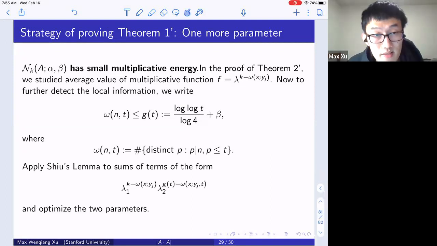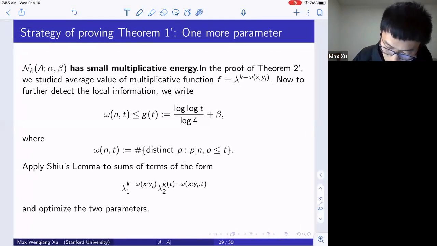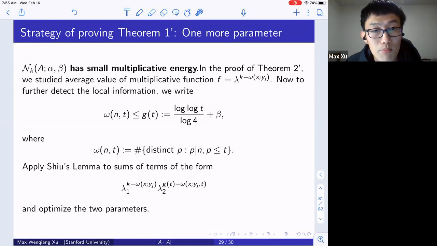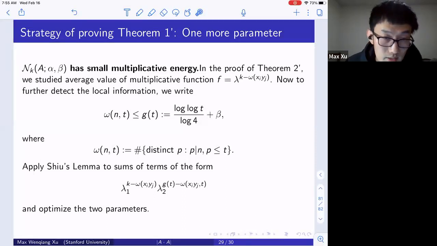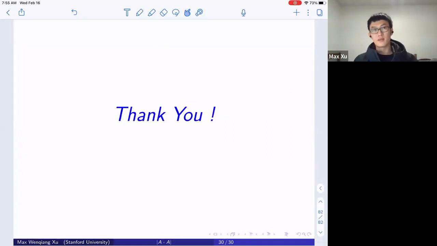To indicate these two pieces of information, we apply Shiu's lemma, now with two parameters, lambda 1 and lambda 2. Because the exponent is non-negative, this factor is at least 1. So the question now becomes an optimization problem not for one parameter but for two parameters, lambda 1 and lambda 2, and then you optimize them. That's it. Then you get what you want. I think it's been 5 minutes. Let's stop here.